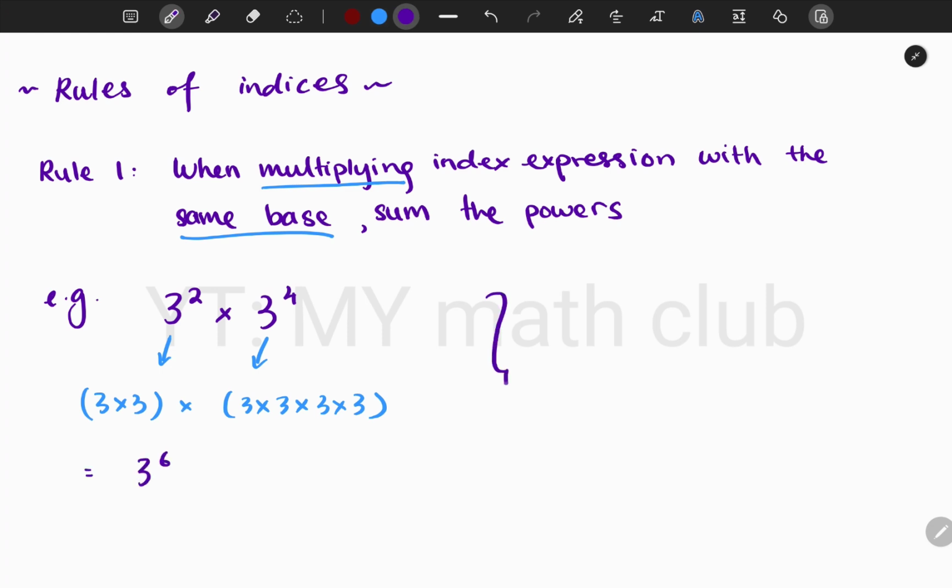And so, if we apply the rule of adding their powers together, we actually also get the same thing. 3 squared times 3 to the power of 4 is equals to 3 to the power of 2 plus 4, and we will still get 3 to the power of 6.